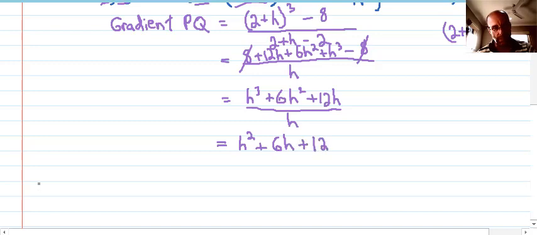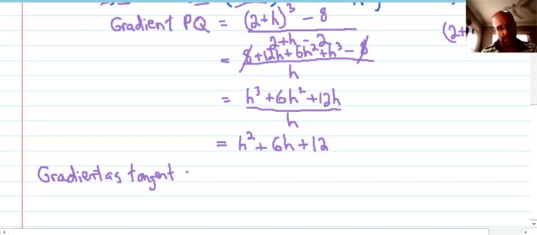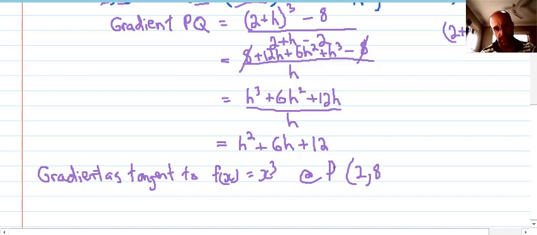So the gradient, key point here, the gradient of the tangent. That's us working with a secant. Now the gradient of the secant has to approach the gradient of the tangent. So the gradient of the tangent to the curve, which was x cubed, at (2, 8), point P, is the limit of that expression above. So we take the limit as h approaches 0.